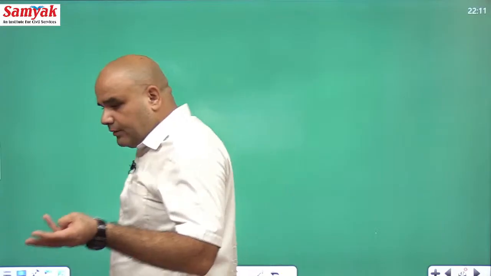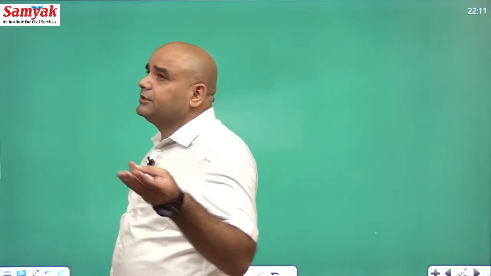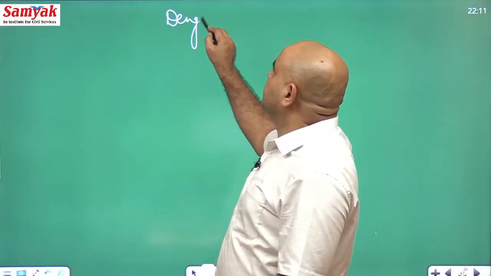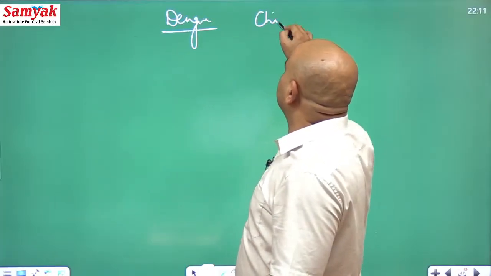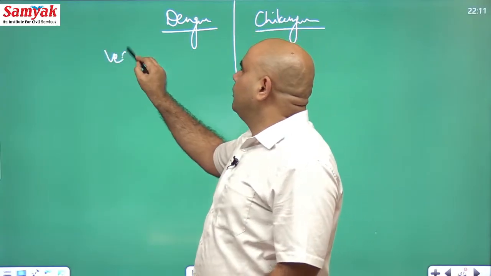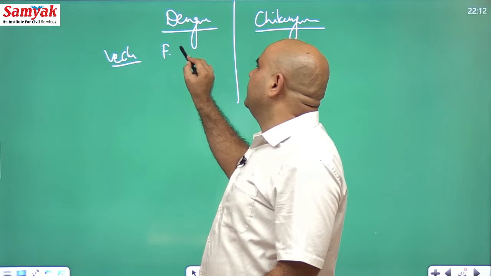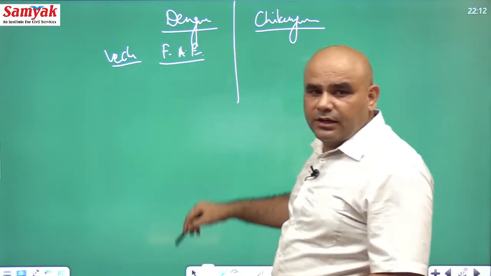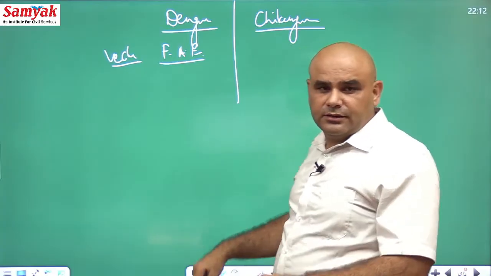Next, they can ask you, we are done with COVID, we are done with polio, we are done with HIV. Now we are done with hepatitis also. Now we have to deal with two diseases, dengue and chikungunya. Vector for both the diseases is female Aedes aegypti. Remember, female Aedes aegypti.